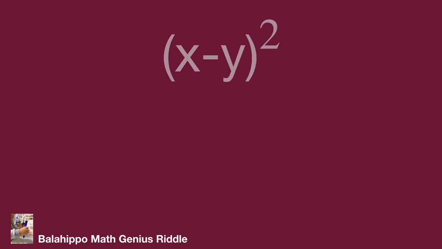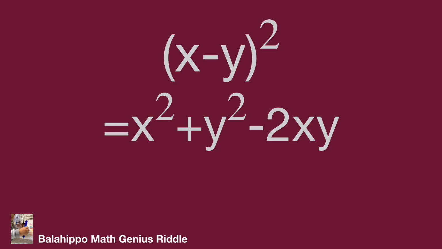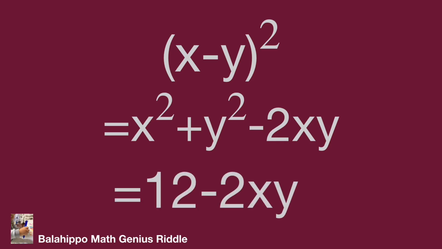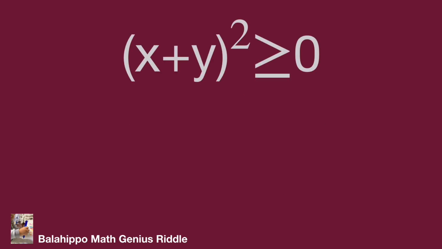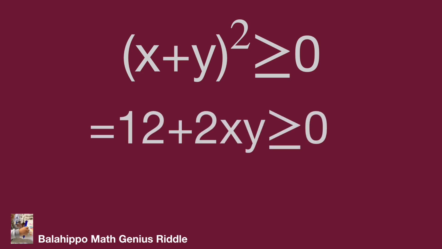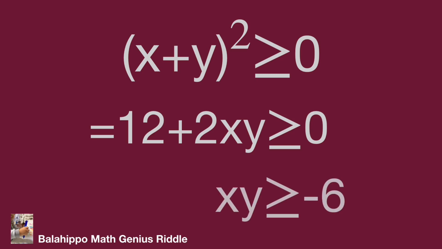Instead of chasing x − y directly, let's square it, because squaring turns subtraction into something we can manage. x² + y² = 12, and suddenly everything depends on just one thing, the product x times y. The quantity (x + y)² ≥ 0 means 12 + 2xy ≥ 0, so xy ≥ −6.